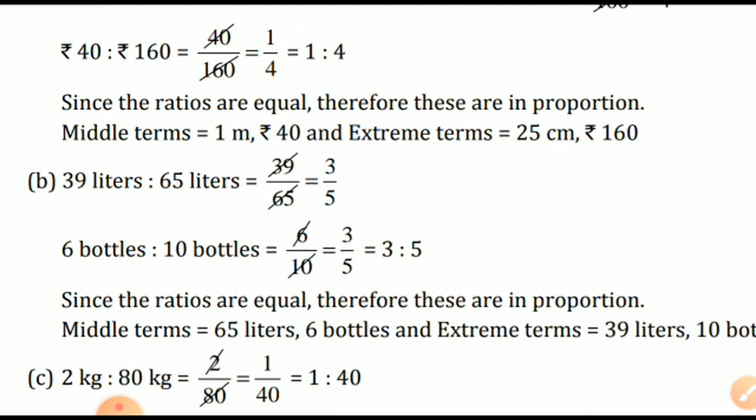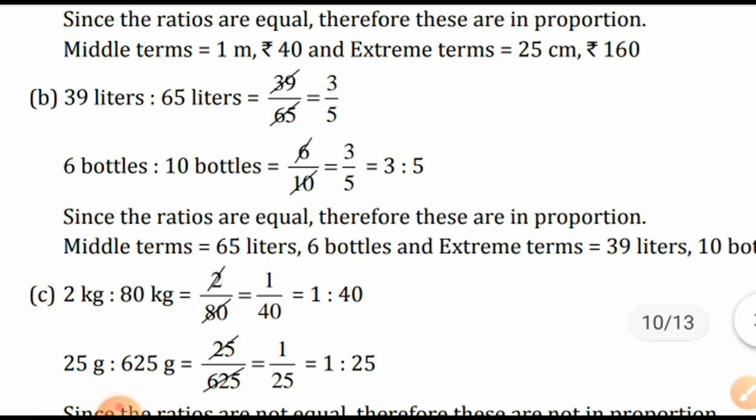39 liters and 65 liters, reduced form is 3:5. 6 bottles is to 10 bottles will give you a 3:5. So both those ratios are equal, therefore these are in proportion. Whenever two ratios are equal, they are in proportion.